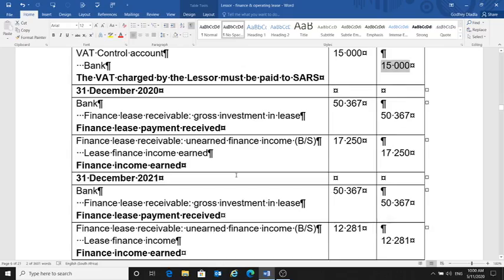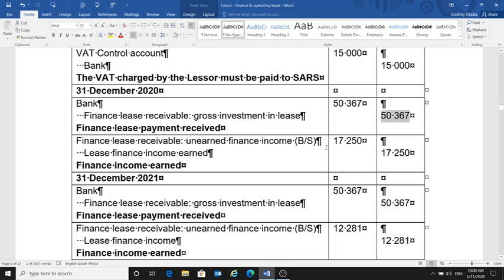Then we go to the next transaction. Now, when the lessee pays, it's debit bank because now the lessor is going to receive money in this case. Why is the lessee paying the lessor? Because he's settling a debt. Then we go to the next part.